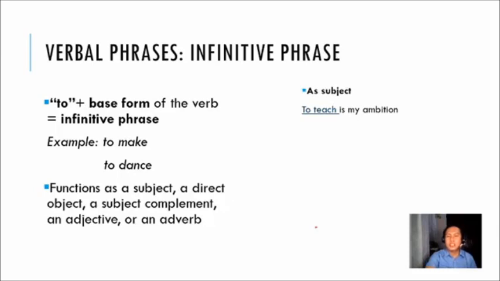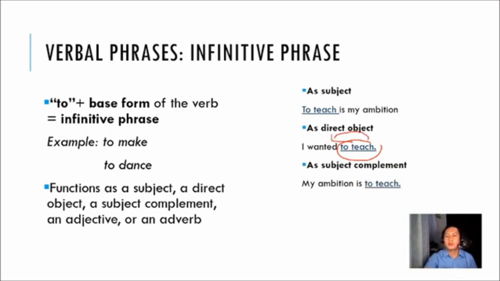As a subject, to teach is my ambition. As a direct object, I wanted to teach. To teach here is the object of the verb wanted. Next, a subject complement. My ambition is to teach. The subject is my ambition. So to teach here complements the subject my ambition.